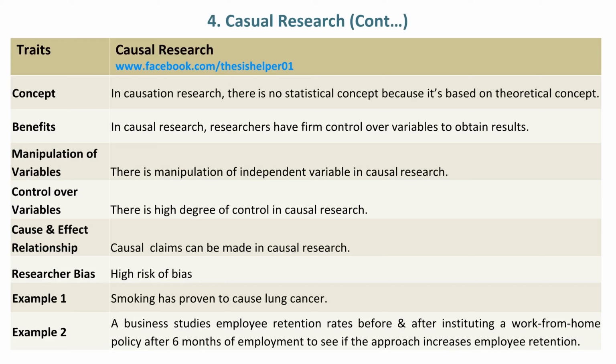In causal research, researchers have firm control over variables to obtain results. There is manipulation of the independent variable in causal research. There is a high degree of control over variables in causal research. Causal claims can be made in causal research. Researcher bias in causal research is a high risk of bias.